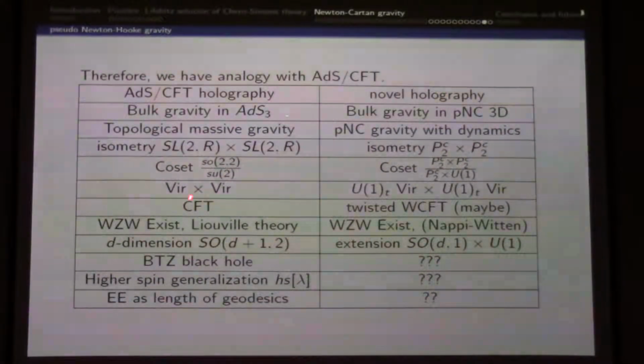and the asymptotic algebra can also be generalized in this case, but we don't know what the possible set is, and these techniques can also be generalized to higher dimensions. For example, in D dimensions, you have SO(D+1,2) as the isometry of AdS space-time, and you want to add more symmetries contracted with something else, and the contracted symmetry would be SO(D,1) cross U(1), and you contract this algebra with this algebra, then you will get a similar Newton-Hooke gravity. But there are other generalizations. We are not sure what the physical meaning of this is, for example, BTZ black hole, higher spins, or entanglement entropies.